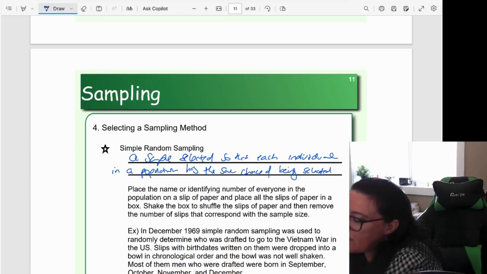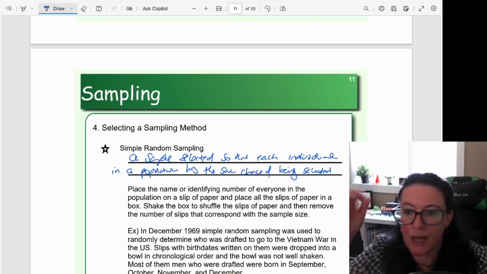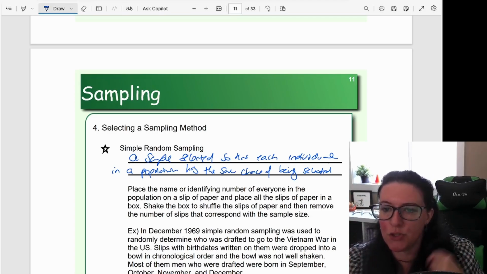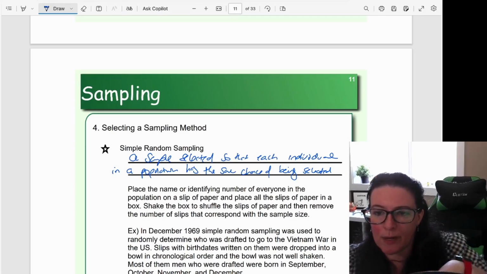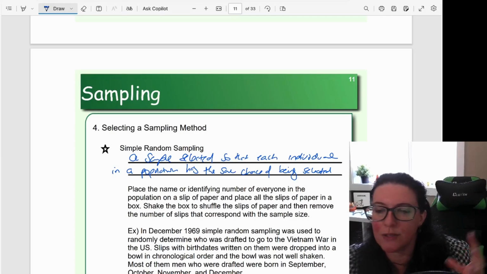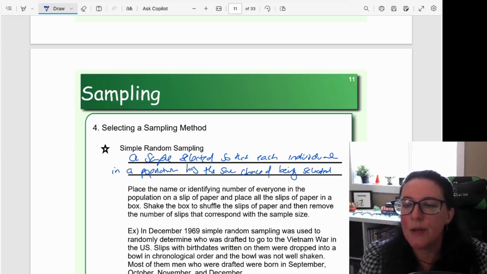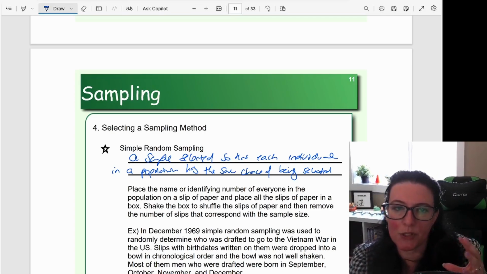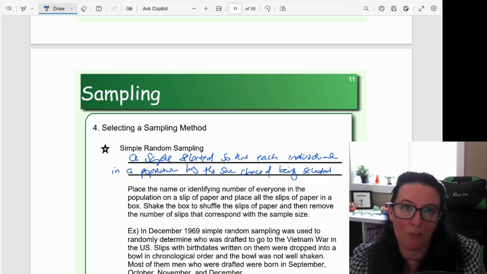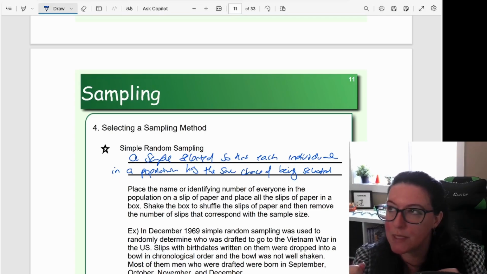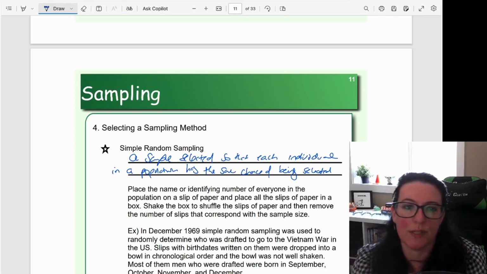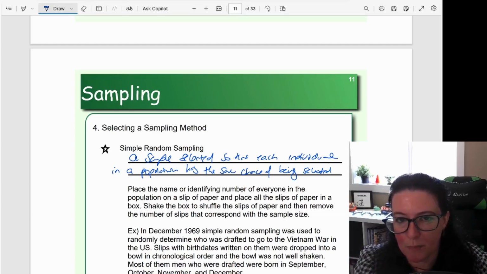So this would be the equivalent of taking everyone from the population and putting their name into a box and shaking it up, and then we pull out a slip of paper, a certain number of them, to create our sample. Because everyone from the population's name is in the box, everyone has an equally likely chance of being selected. So if we put 20 names into the box, then each person has a 1 in 20 chance of being chosen to be in the sample.